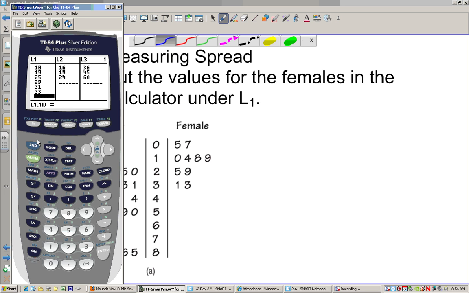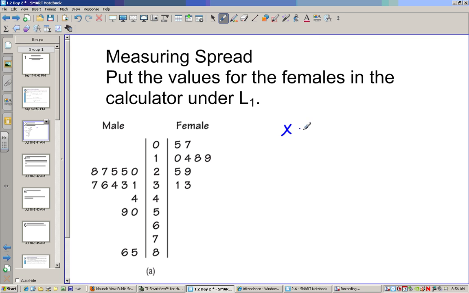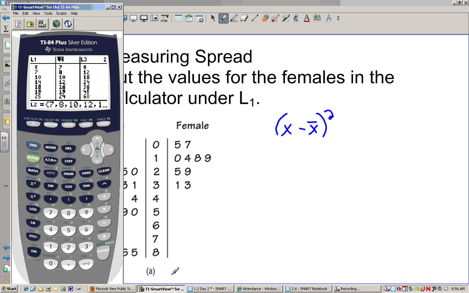All right. Now, if I want to find the standard deviation, the first thing I want to do is go to L2, and I take each x value, subtract the mean, and square it. So this is going to be my L1 values, which I get with second one, L1, minus the mean. Now to find the mean here, I need to quit out.